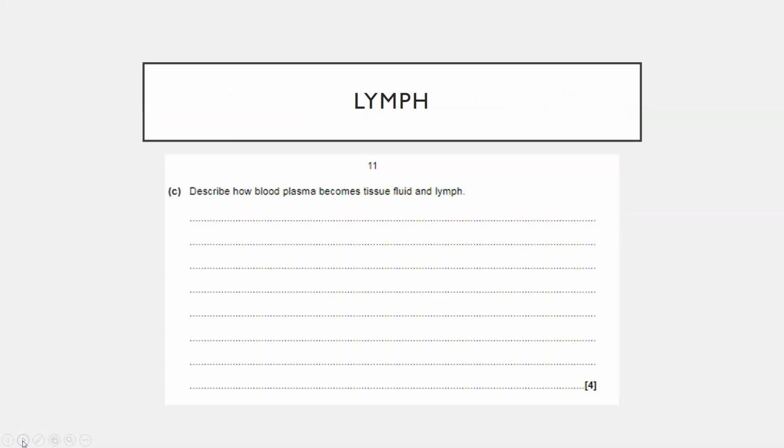So we're going to go on now. We've done composition of blood, we've done functions of blood. I want to quickly now just concentrate on lymph. What I want you to do is, can you just give that a go? 4 marks, describe how blood plasma becomes tissue fluid and lymph.